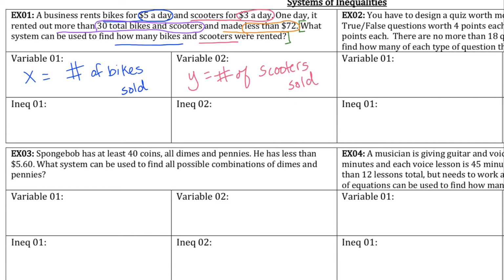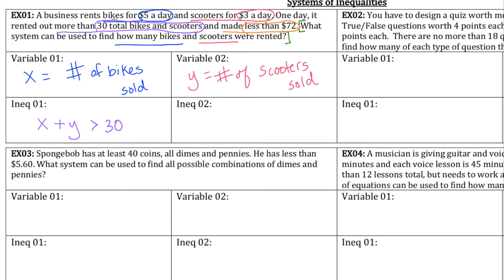So we know that together, the number of bikes and the number of scooters were more than 30 total. So X plus Y is greater than 30. That one was pretty easy.